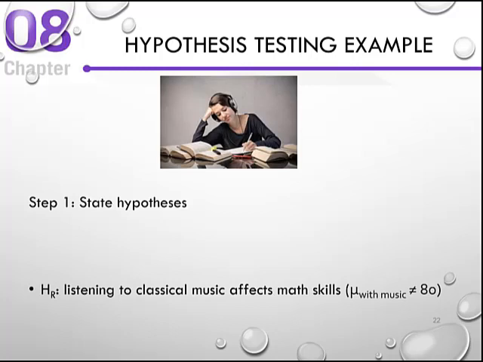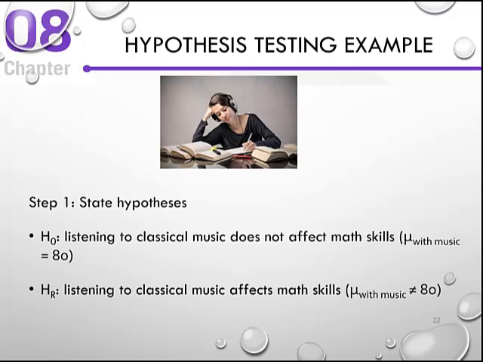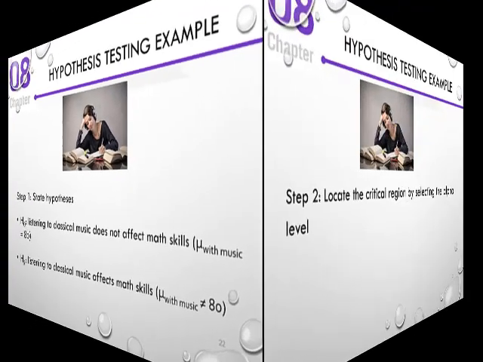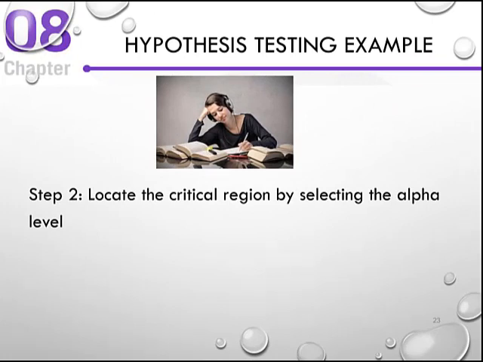And then we have to do the null hypothesis, the one that says there is no difference, right? There is no effect. And that's just saying listening to classical music does not affect math skills. So then we would expect that the mean for the population who listen to classical music will be 80, because it will mean nothing has changed, right? Which means classical music does not have an effect on math skills. That's step 1. The next step we said was locate the critical region by selecting the alpha level.